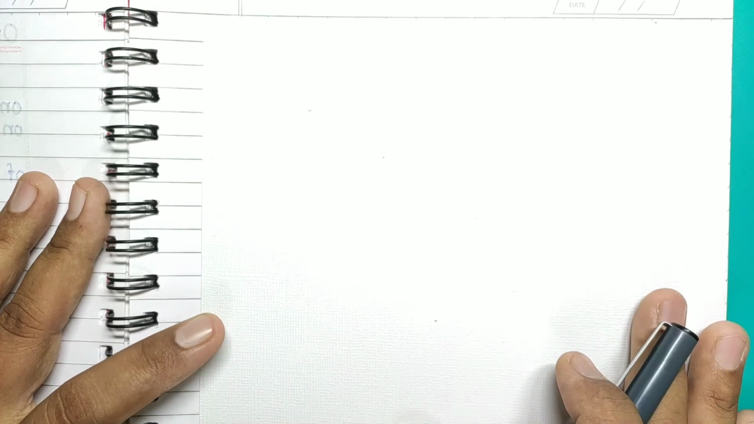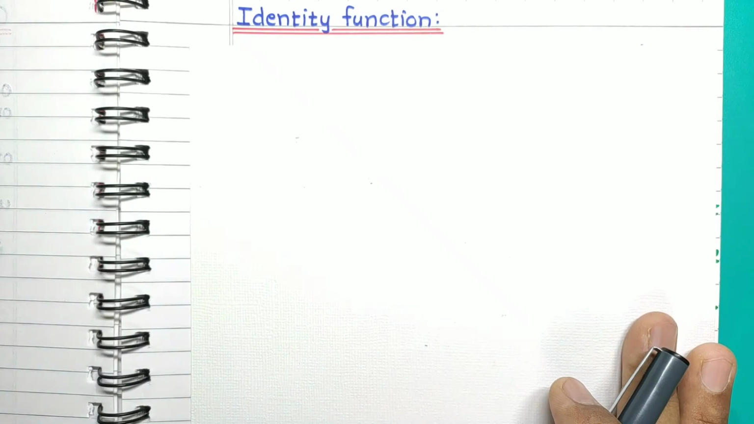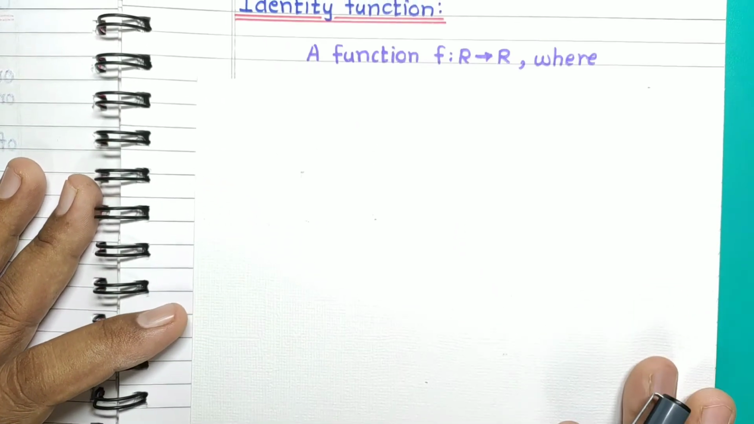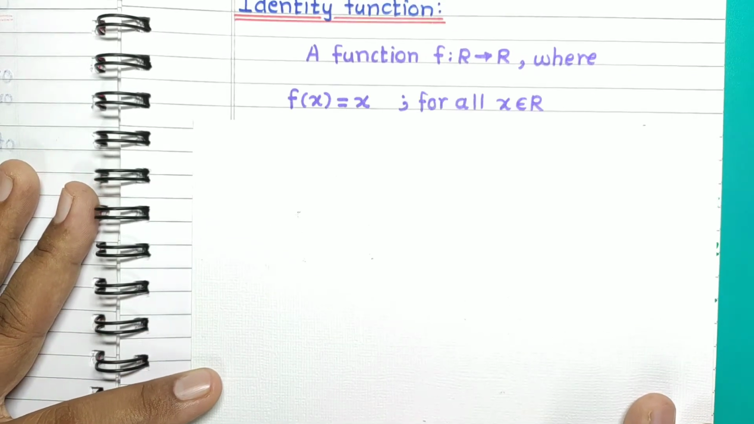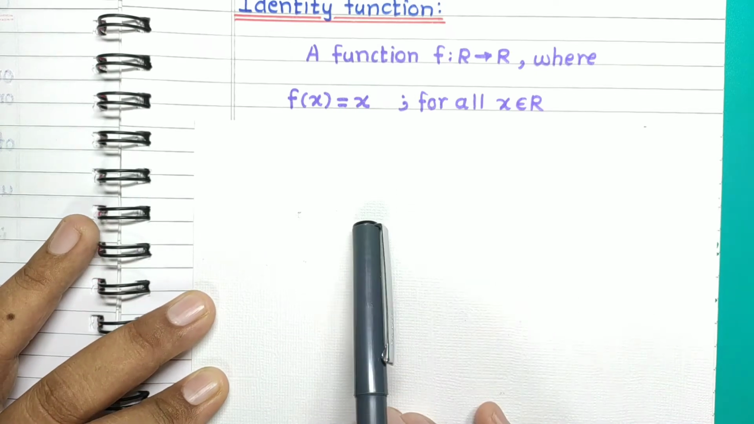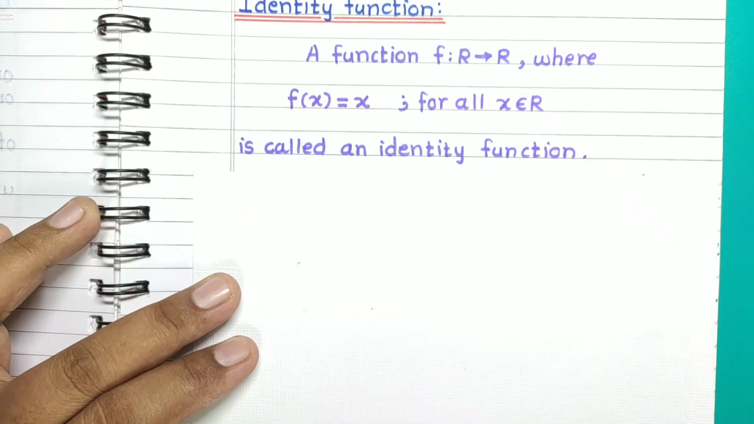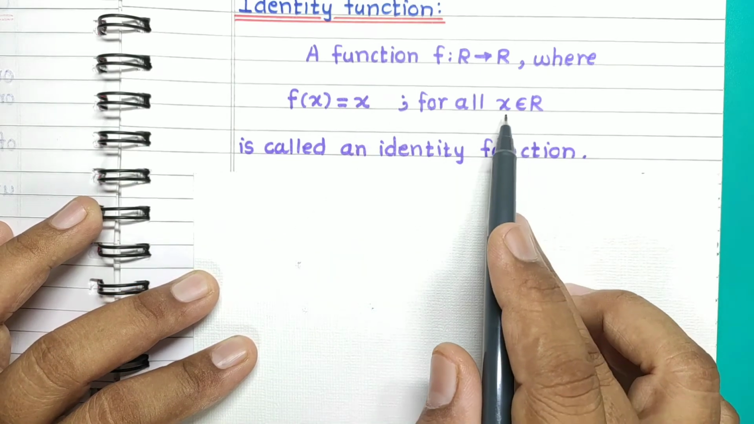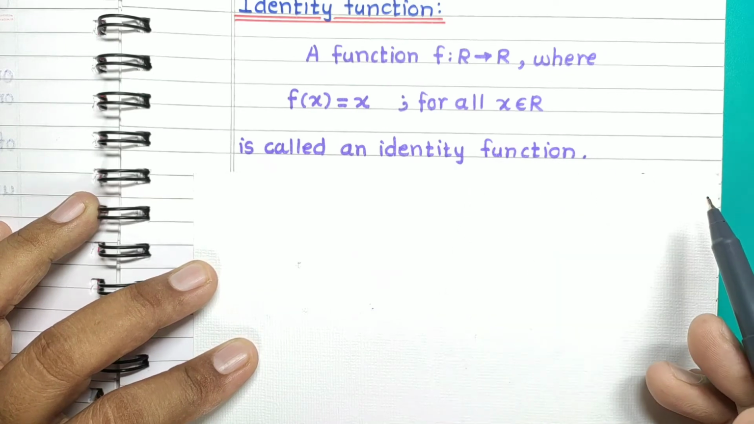Students, next we want to discuss the identity function. The identity function is again a very simple concept. Let's see the definition. A function f from R to R where f of x is equal to x for all x belonging to R is called the identity function.